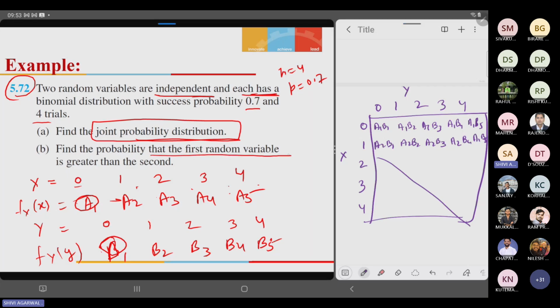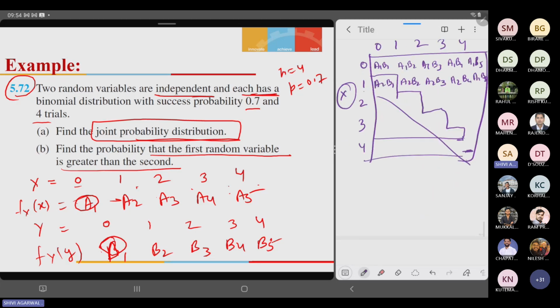Find the probability the first random variable is greater than the second. The first random variable is x, the second random variable is y. So we are saying here that it is 1, 0. That will start from here. This one, 2 is going like this, then this one, this one. We are not including this 4 here and this part, only this. So these entries we have to add.